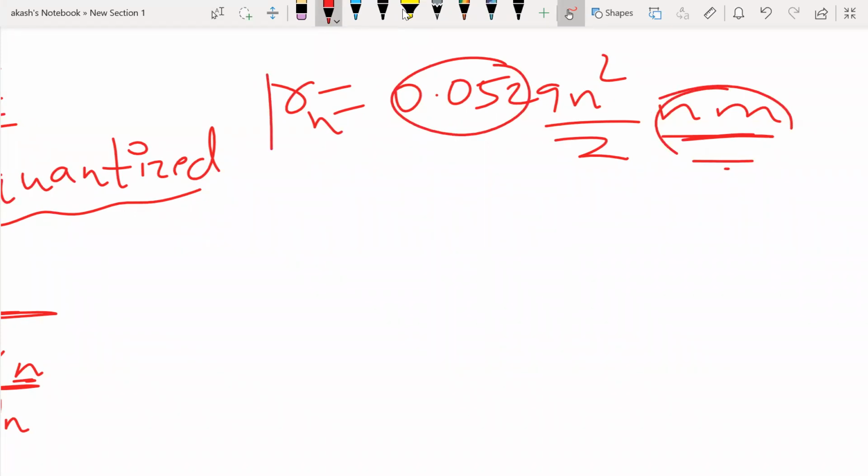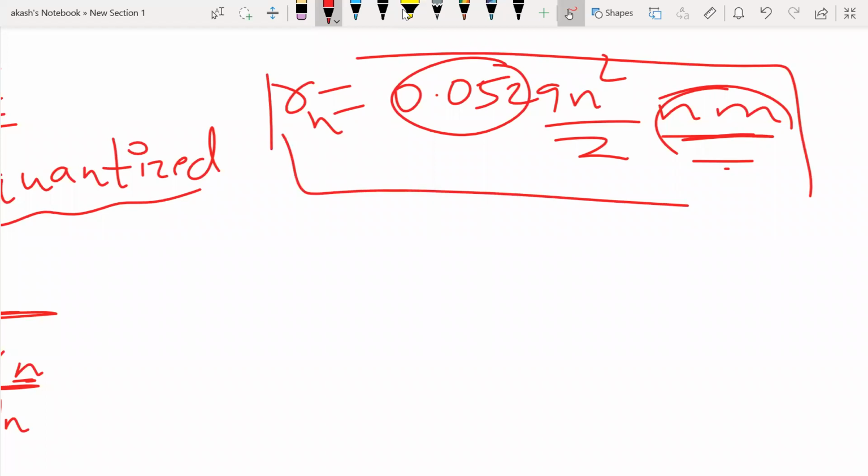So this is Rn, the radius of the nth orbit, equal to 0.0529 n squared by Z. N is the stationary orbit number, and Z is the atomic number. So that's the formula for radius.